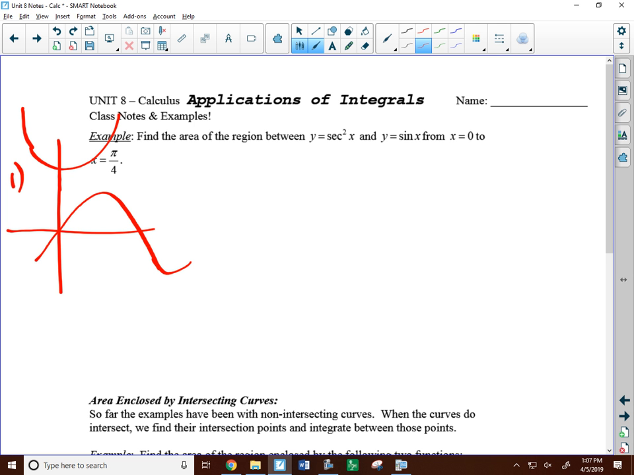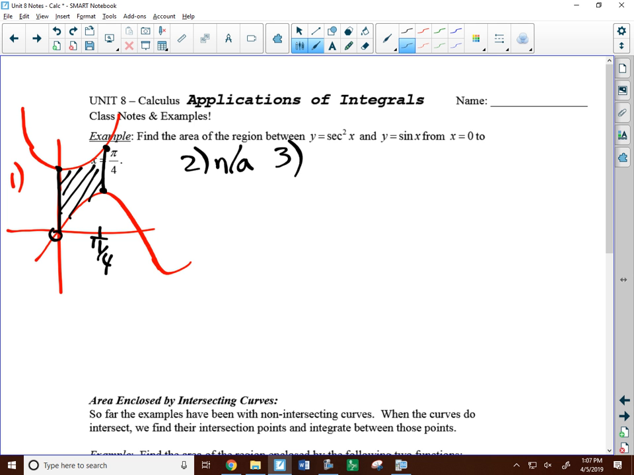Okay, and we're on 0 to pi over 4. Here's 0. Roughly here, I think, was pi over 4. So again, you connect a line between the two functions at 0 and pi over 4. That's the region that we're finding. Step 2, not applicable here because the functions don't intersect.